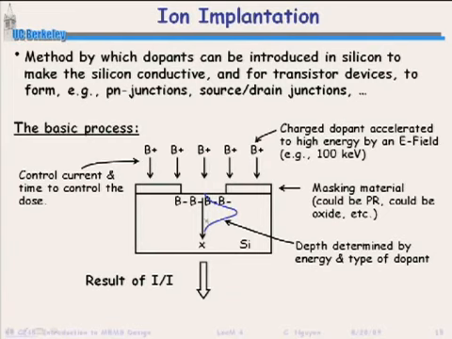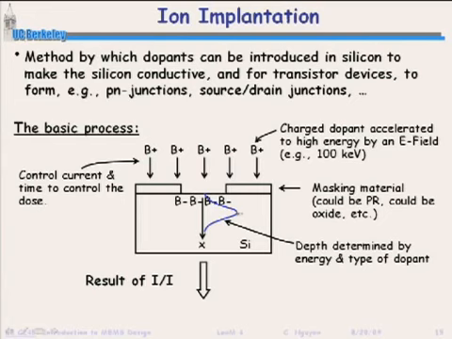But there's going to be some amount that end up in ranges around that average range, or distances around that average range. And that's really a standard deviation, something people call straggle in ion implantation land. So this shows the basic process.